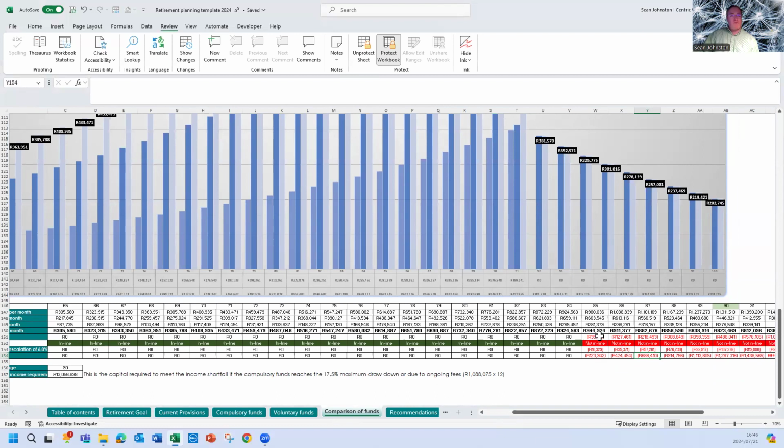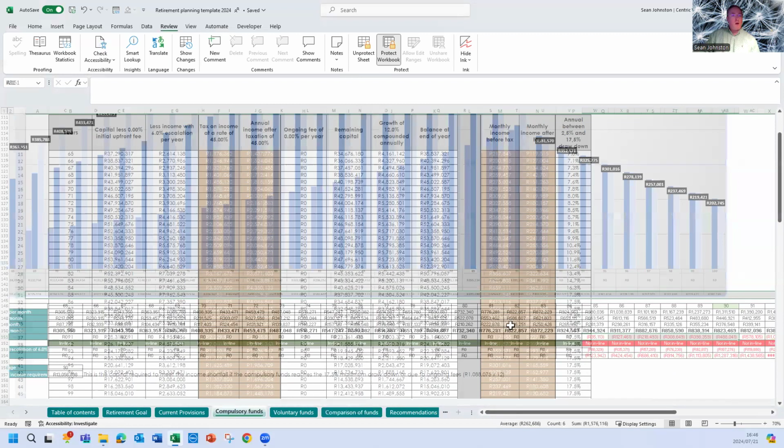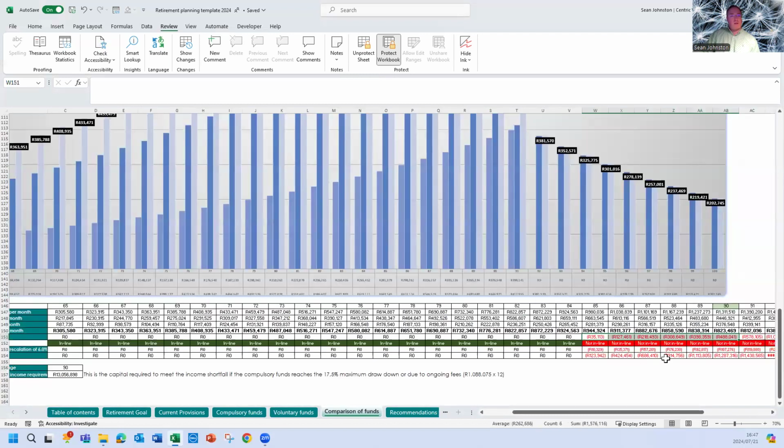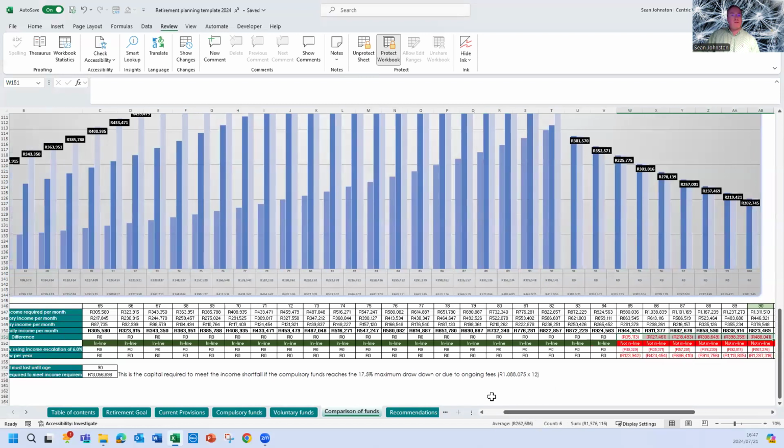This is really what's important to note, is that he's going to have 5 years of shortfalls because he's maxing out his 17.5%. So yes, his capital is going to last longer than his 90, but in real terms, he's going to have that income reducing because it is capped at 17.5%. So what is the solution? The solution would be to potentially get a higher return.